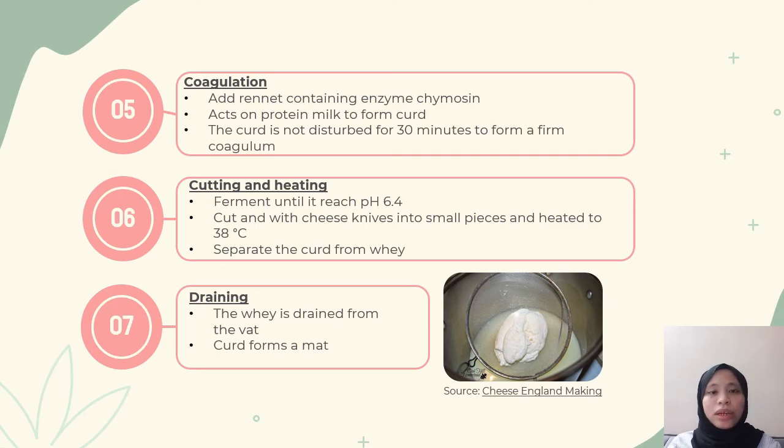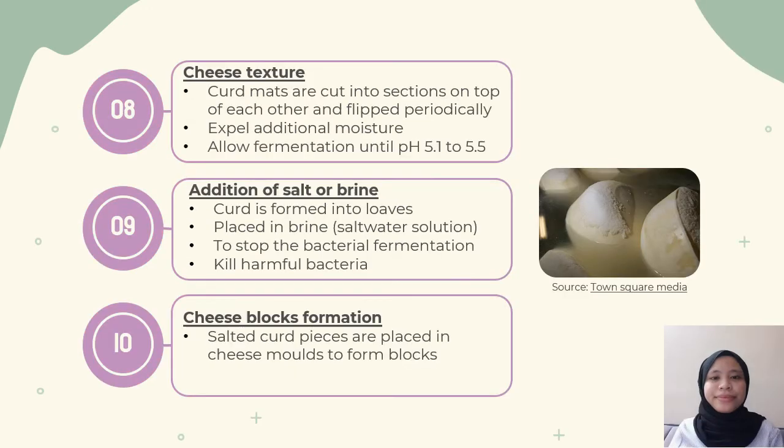The curd is then cut with a cheese knife into small pieces and heated to 38 degrees Celsius. This step helps to separate the whey from the curd. In the draining step, the whey is drained from the vat and the curd will form a mat. Next is making the curd texture. The curd mats are cut into sections, piled on top of each other and flipped periodically. This is to help expel additional moisture, allowing the fermentation to continue until a pH of 5.1 to 5.5. It will also allow the mats to knit together and form a tighter matted structure and be milled into smaller pieces.